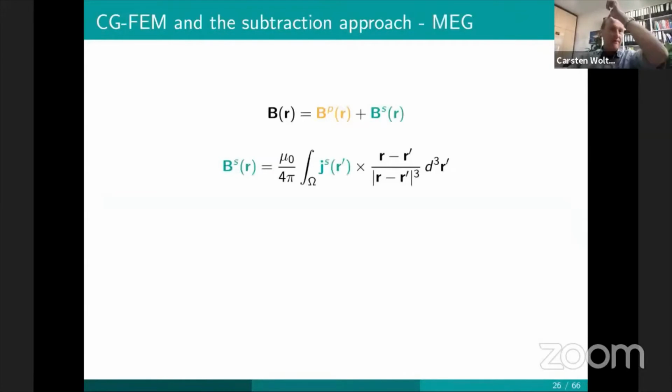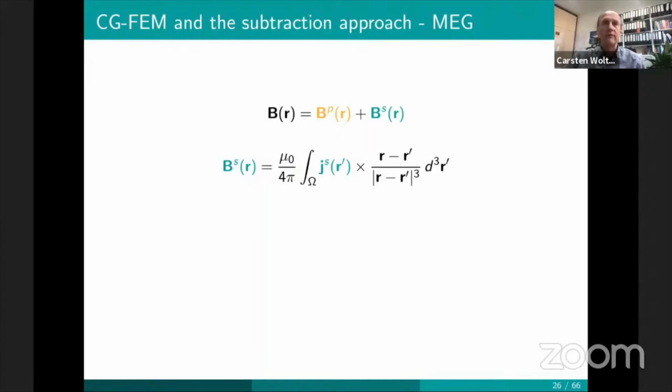So if we then have the solution of that problem, we have computed analytically the U infinity and we have computed numerically the U correction potential, we can add them, and then we have the overall, the total potential in the volume conductor model.